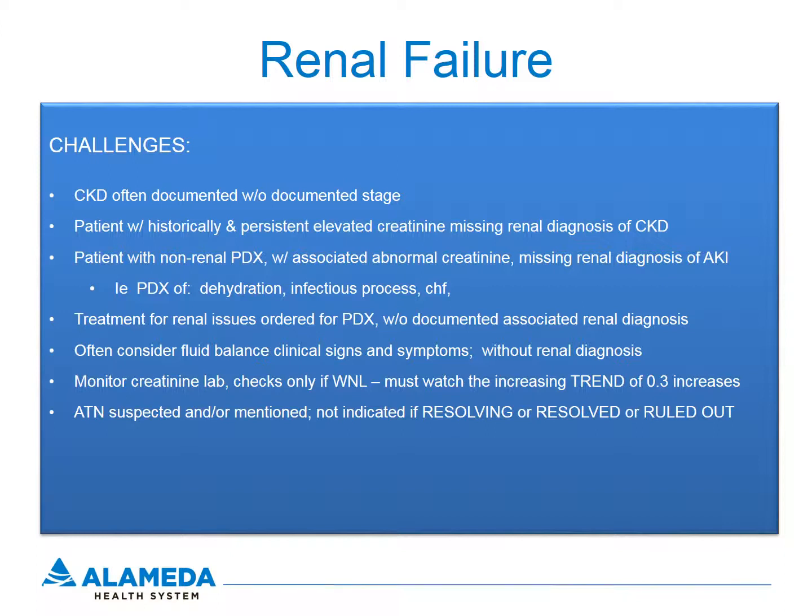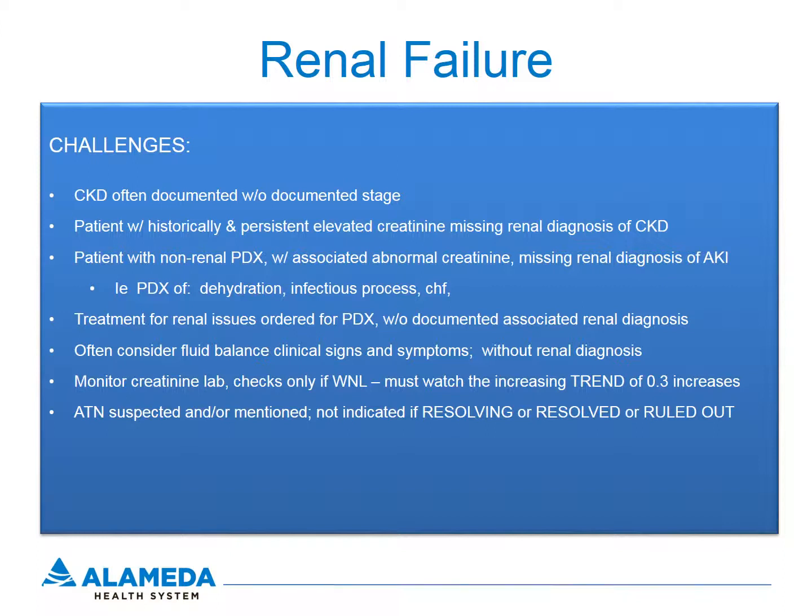Number 3, patients sometimes have a non-renal primary diagnosis, and they'll also have an abnormal creatinine. Then they're missing the renal diagnosis of AKI. So an example of this is the PDX might be dehydration. It's non-renal, or it's just dehydration. And they also have an infectious process and CHF. And if they do have an abnormal creatinine, then we need to also add to that list of problems and diagnosis the renal diagnosis of AKI.